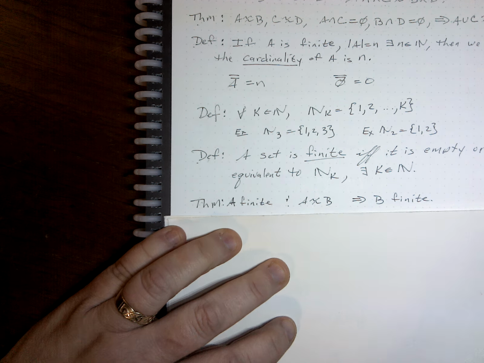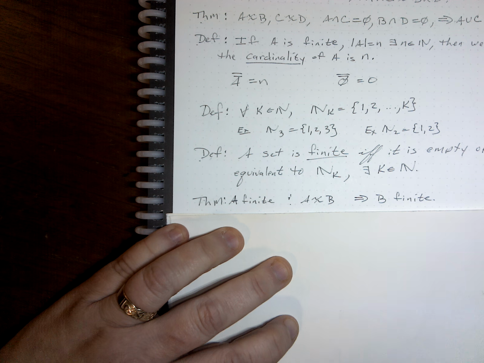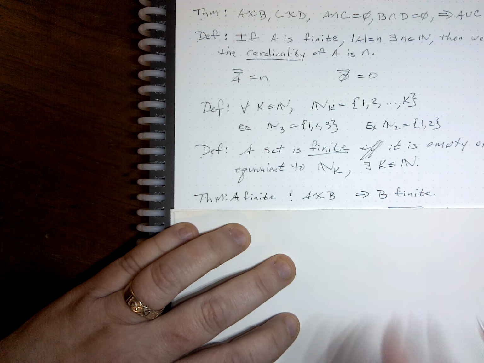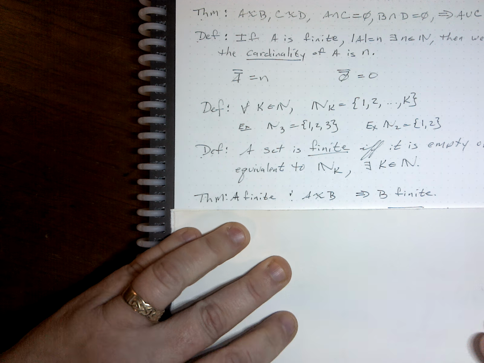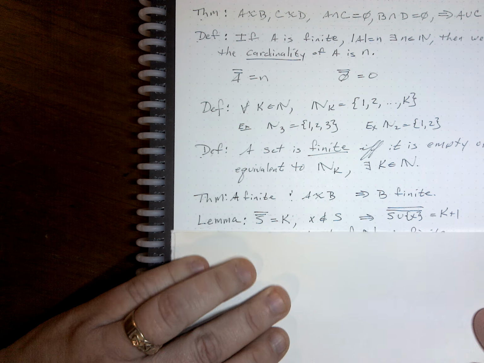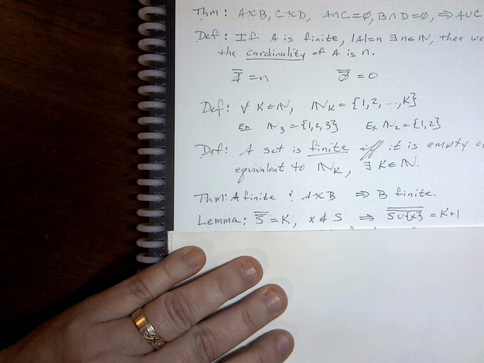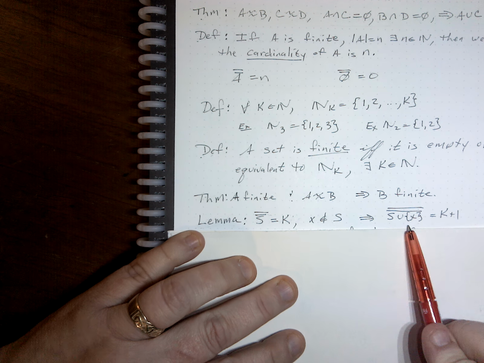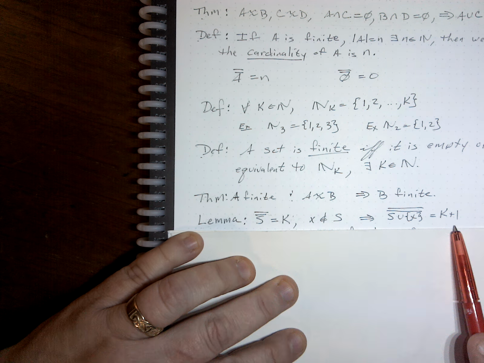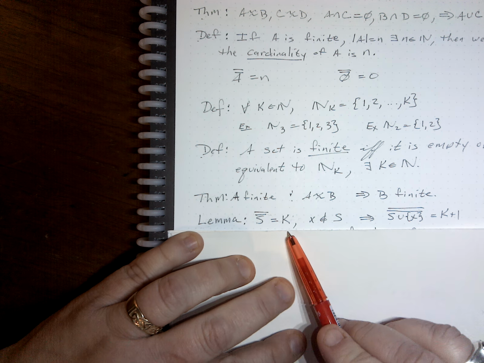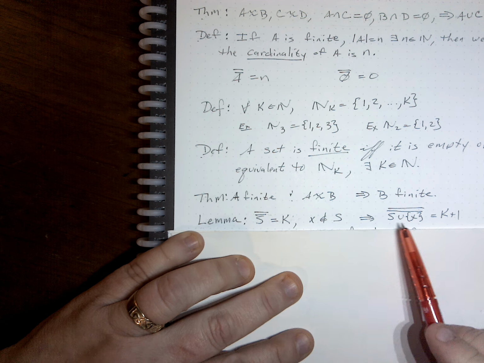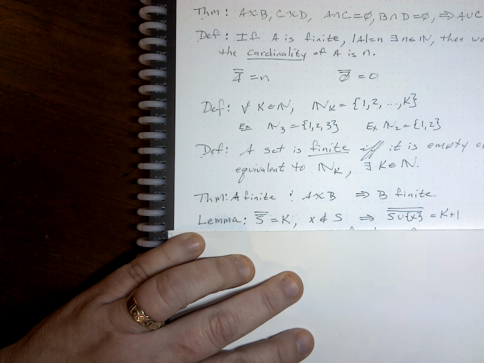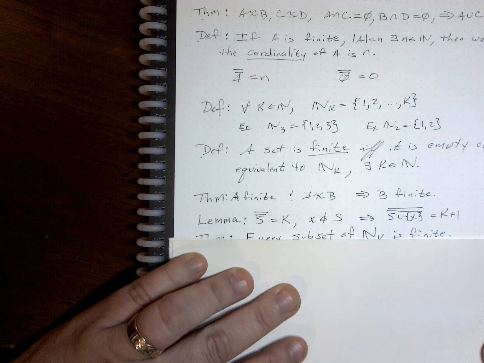Now, like all things, when we start off, we have to do little picayune kind of lemmas and theorems to build up to the big theorems. And this is no different. So this theorem says, basically, if you have a finite set and you add something to it, it's still finite and it's got one more element in it. So if the cardinality of S is k and x is some element not in S, if you take S union x, you will have a set of size k plus 1. Okay. Hopefully that's a duh.